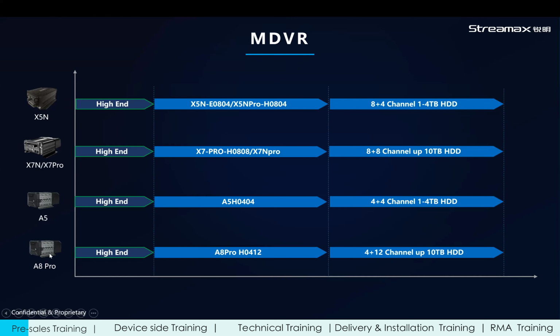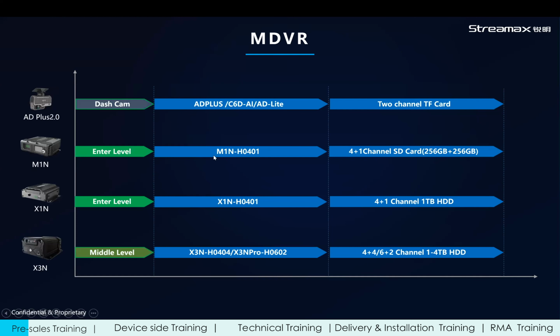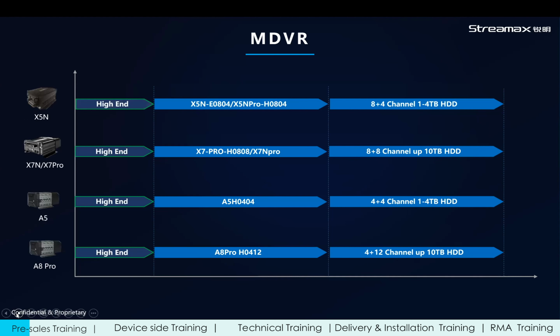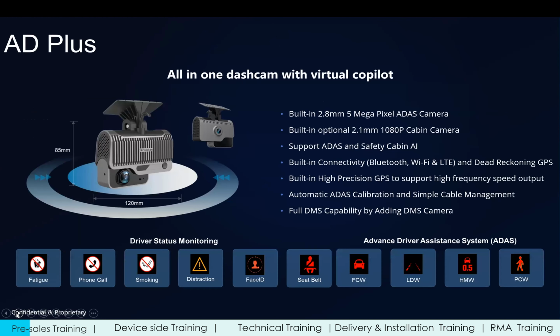Also, I would like to explain the device names. For example, you see the M1N H0401. The 0401, the 4+1, means the total number of channels this MDVR can support. Most Streamax MDVRs are hybrid, which can support analog cameras and IPC cameras at the same time. So for example, X1N H0401 will support up to 5 channels. You can understand how many channels a device supports based on the device name.